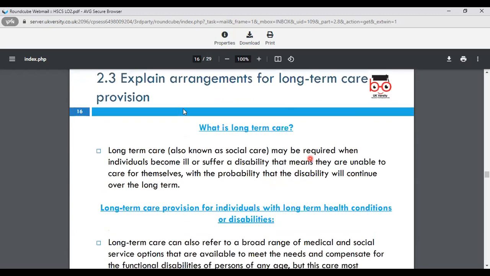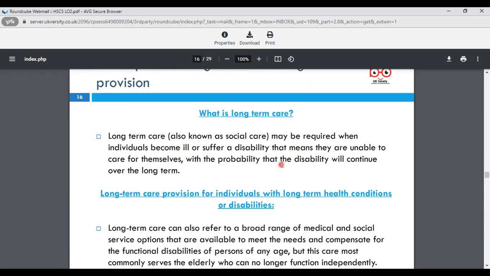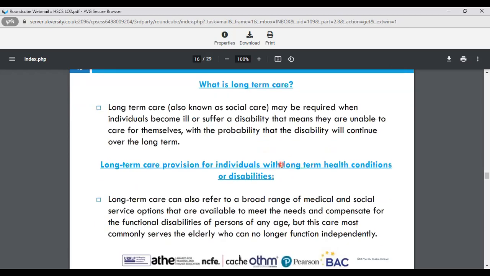Then there's arrangements for long-term care provision. So what is long-term care? So obviously, as we said, the population is aging, people are getting older, and there are many more people that are added to that pool. So it becomes a necessity to have a separate budget for them. So long-term care is also known as social care.